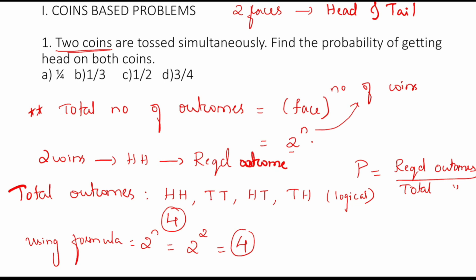Now we know that required outcome is head; we require that both should be head. So how many outcomes are required? 1, isn't it? So probability is required outcome, 1, divided by total outcomes, 4. So 1 by 4. The probability is 1 by 4. Option A is the answer.